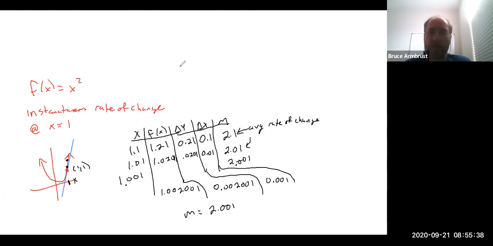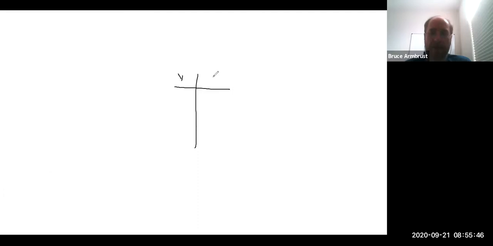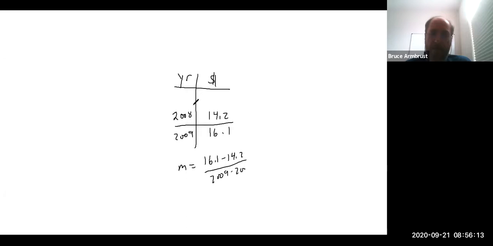So if I'm understanding you correctly, Vale, you have something like this where it's maybe year and dollar amounts, right? And so maybe we have, say, 2008, 14.2, 2009, 16.1 or something like that. Then my average rate of change is, again, just the slope. So what I can do is just take those numbers as my X's and my Y's, and then do good old change in Y over change in X.